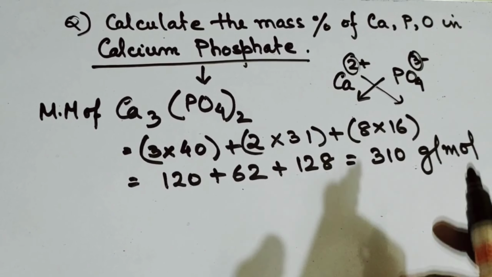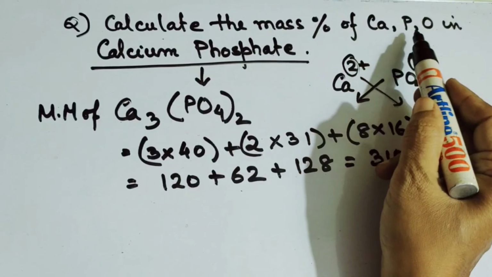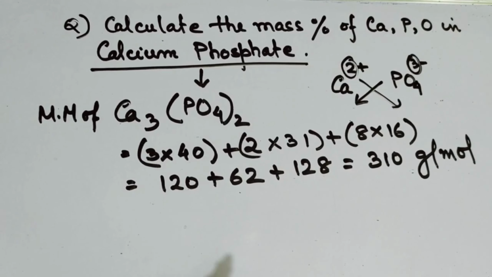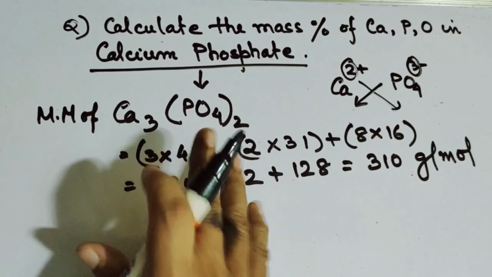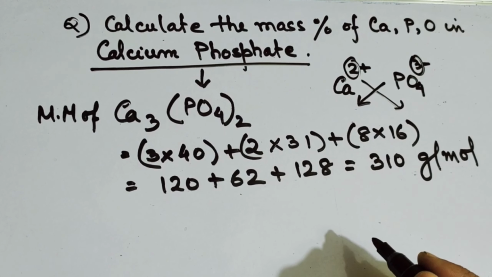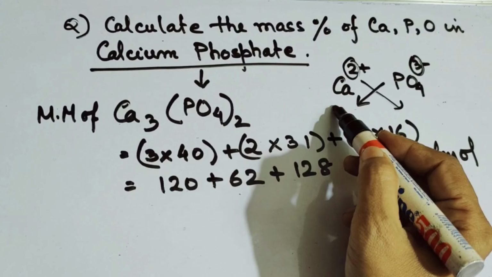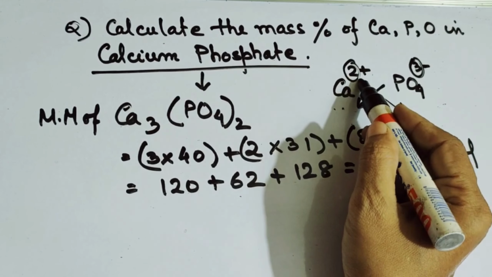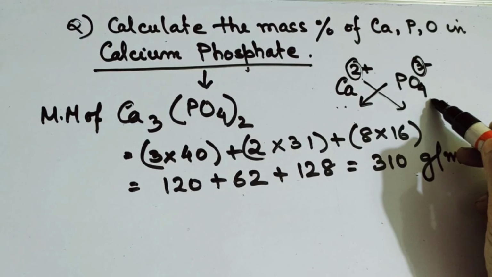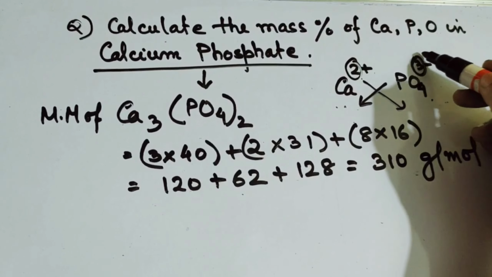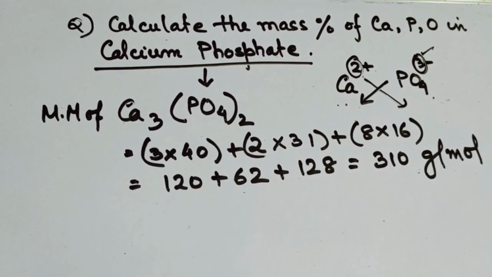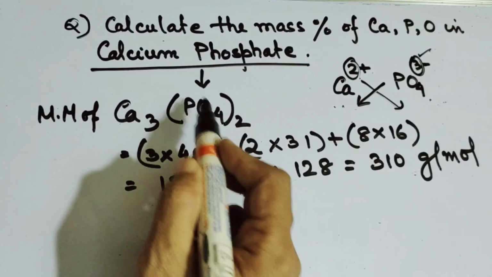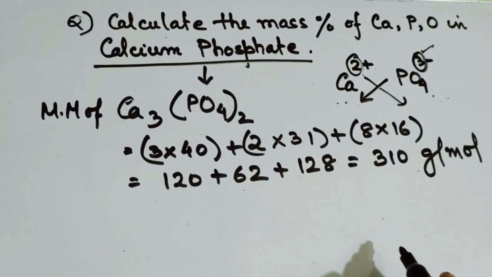Let us see an application of percentage composition. Calculate the mass percent of calcium, phosphorus and oxygen in calcium phosphate. First thing we need is to find the correct chemical formula of calcium phosphate. Calcium ion is written as Ca2+, so calcium has a valency 2. Phosphate, PO4 3-, so phosphate has a valency 3. So crisscross the valency to write the chemical formula. 3 comes here. So Ca3(PO4)2 is the chemical formula.